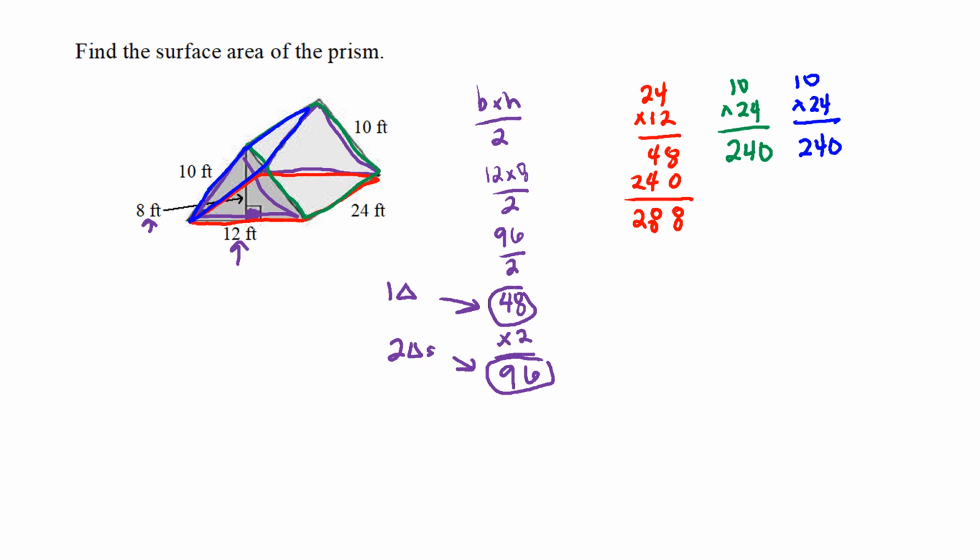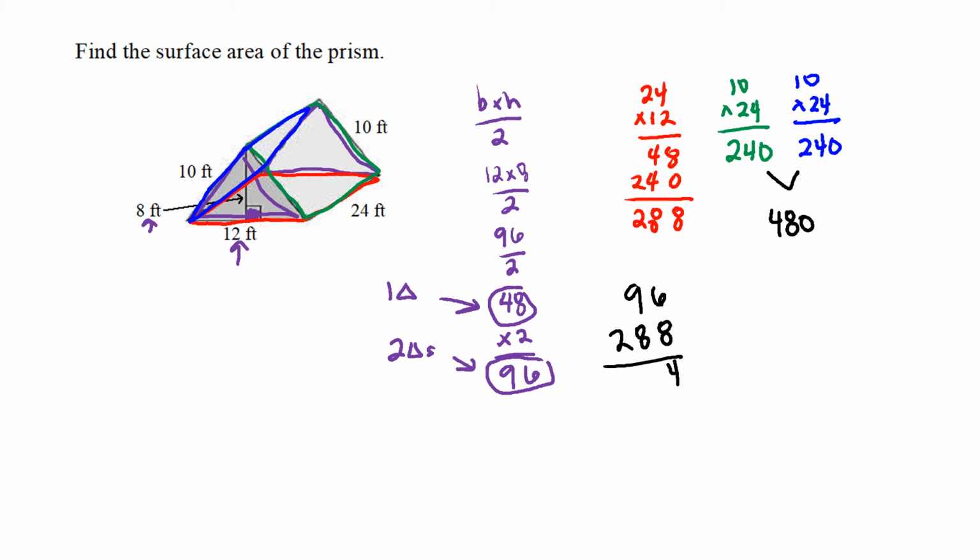So as we're going through and finding the total area, we have our 5 sides. We have our 2 triangles, which makes 96. We have the bottom, which was 288. We have the right rectangle, which was 240, and the left rectangle, which is 240. So the 2 of these becomes 480, and we'll add that in just a sec.